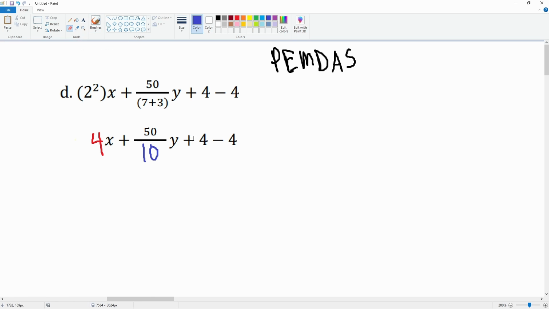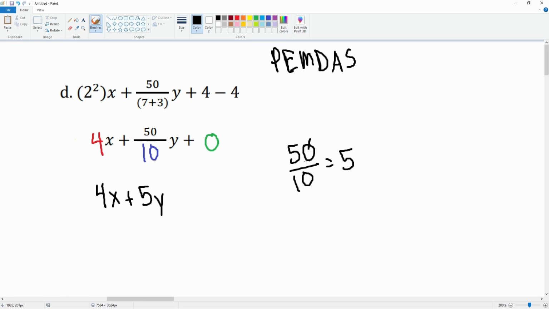Then I'm going to do one more. The 4 minus 4 here becomes a plus 0. All right. I did 3 things at once. Nothing happened to that 4x plus, well, we have 50 over 10, which simplifies to just a 5y. No one writes that plus 0. Please understand that 50 divided by 10 is equal to the number 5. All right, this cancels 5 over 1. So the simplified version here is 4x plus 5y.